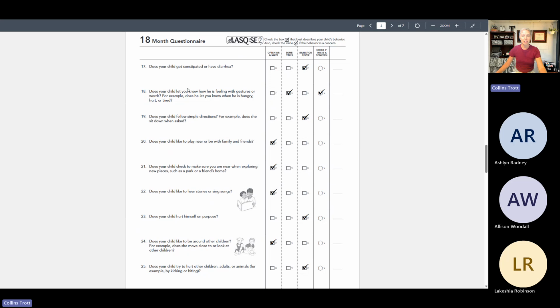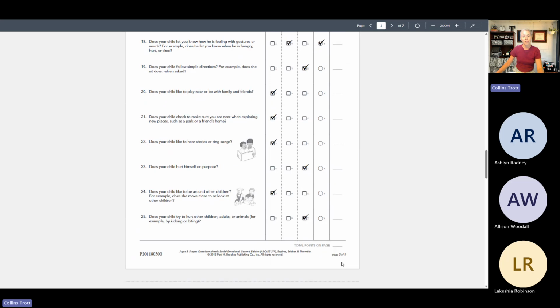All right, number 17, Z is 0. 18, V and V, so 5 plus 5 is 10. 19, X is 10. Number 20, Z, so 0. 21, Z, 0. 22, Z, 0. 23, Z, 0. 24, Z, 0. 25, Z, 0. So the total on this page is going to be 20.